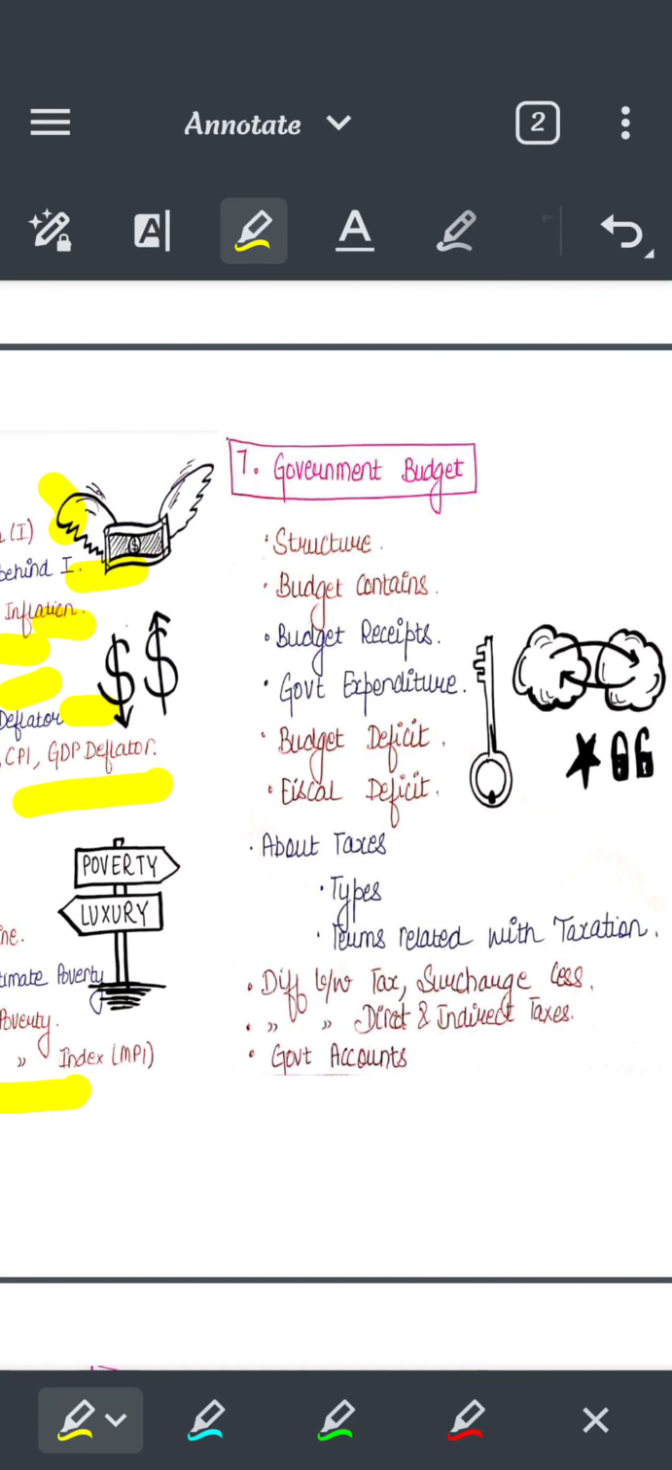So next is the government budget, the structure. The budget contains budget receipts, government expenditure, budget deficit, fiscal deficit, the various types of taxes, differences between tax, surcharge, cess, etc., the difference between direct and indirect taxes, and government accounts. All these things are very important for both prelims and mains. For the mains particularly, analysis is very important, and these notes help you to analyze a particular topic in various dimensions, which will help you to score very good marks in the mains exam.